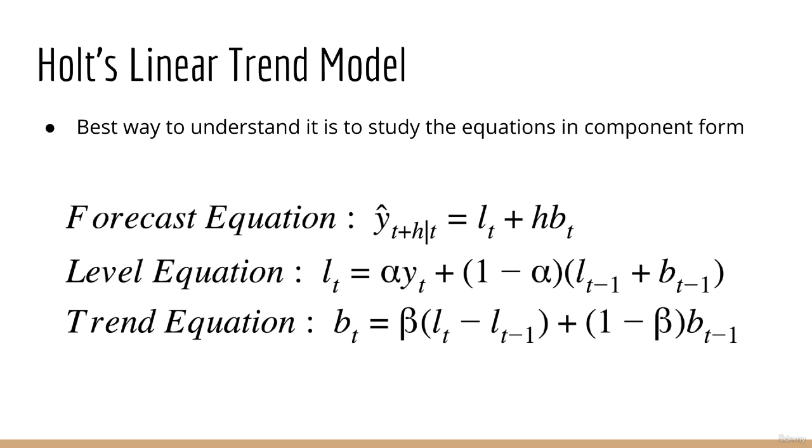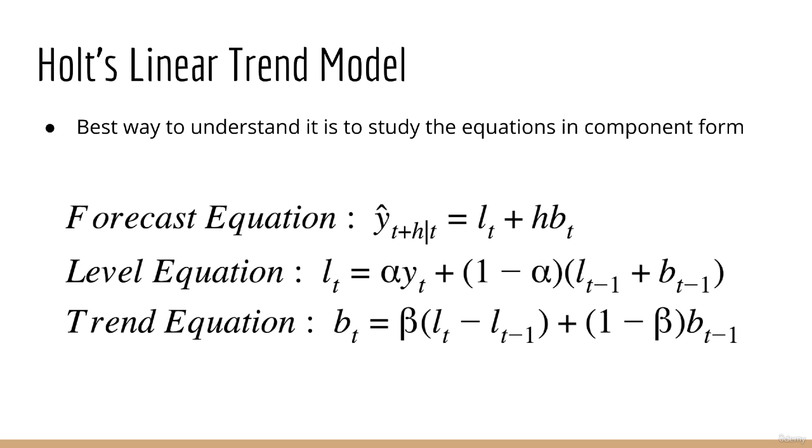The best way to understand Holt's linear trend model, in my opinion, is to simply look at the model equations and to try and decipher each component one at a time. The first thing you'll notice is that it's very similar to the simple exponential smoothing equations in component form. That's why it was so important to rearrange them in that way.